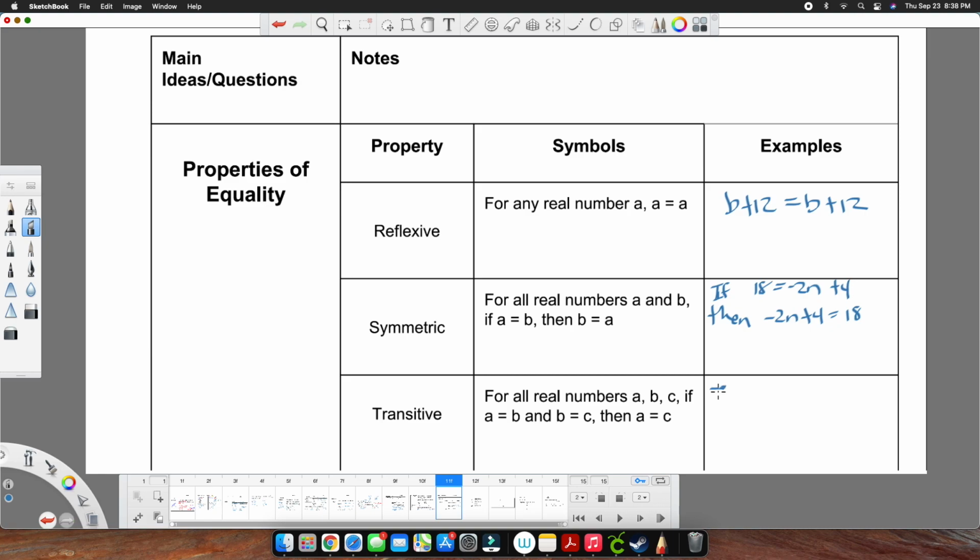If 5p plus 3 equals 48, and 48 equals 7p minus 15, then 5p plus 3 equals 7p minus 15.